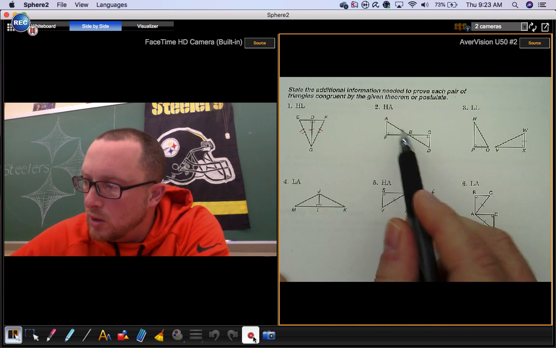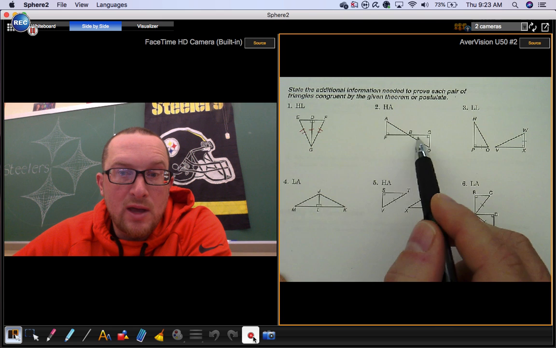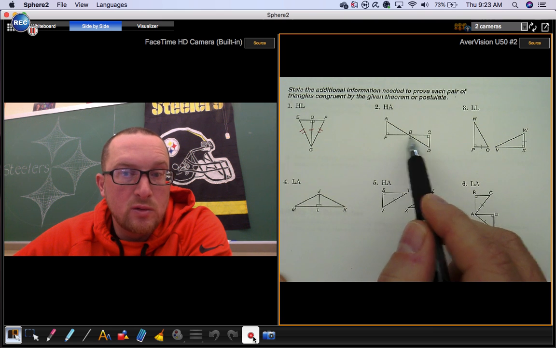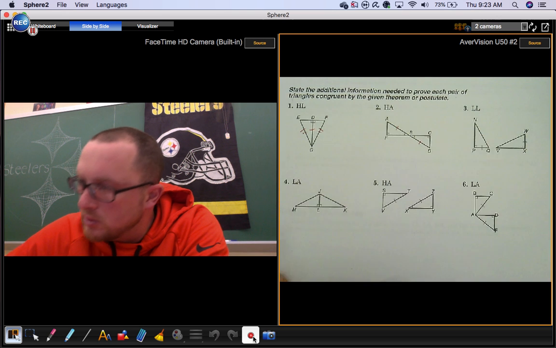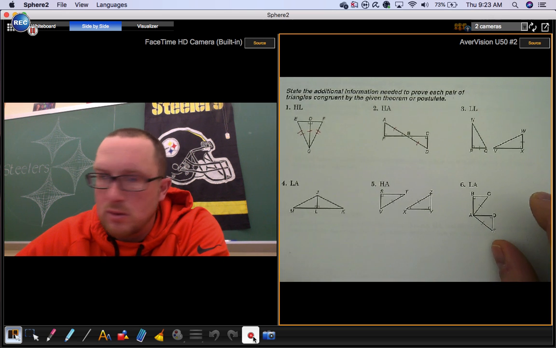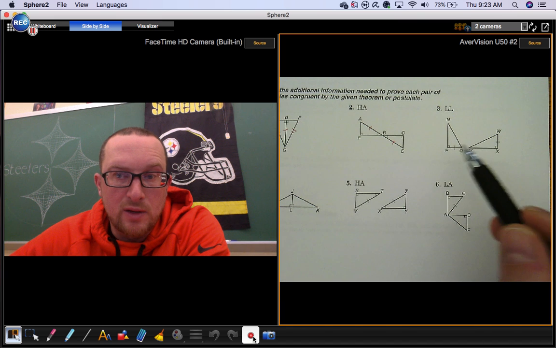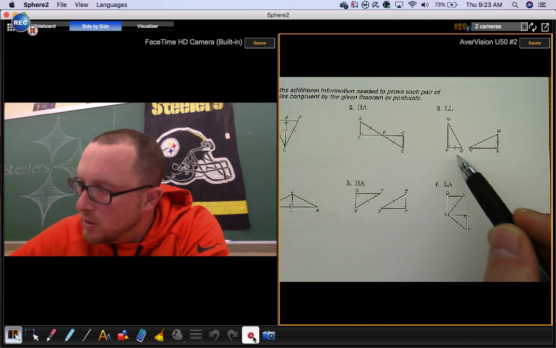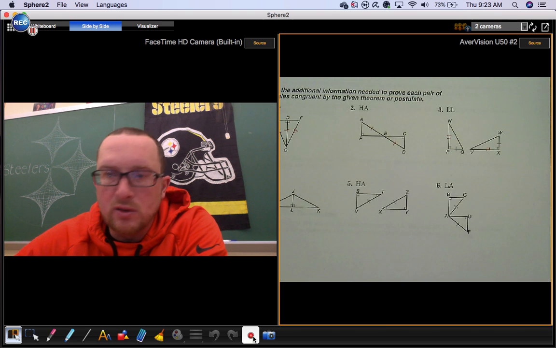In number 2, we want to use HA, hypotenuse acute. Well, we already have right angles. We already have acute angles congruent. We need congruent hypotenuses. Number 3, we're going to use leg-leg. We have congruent right triangles. We have congruent legs. We need a second pair of congruent legs.